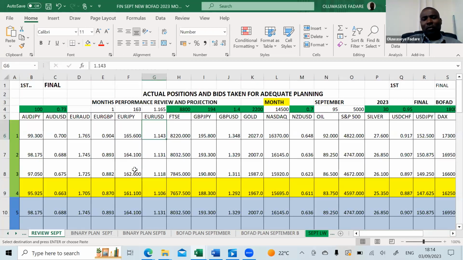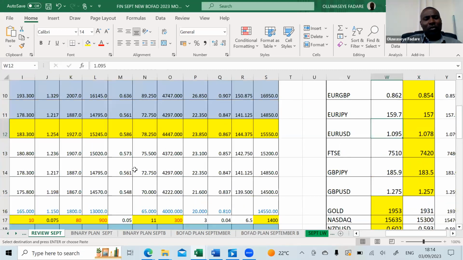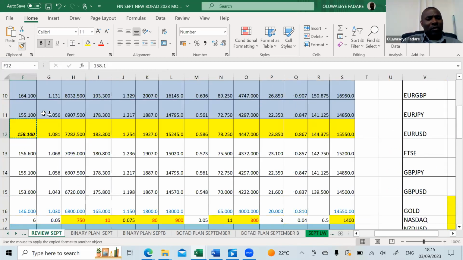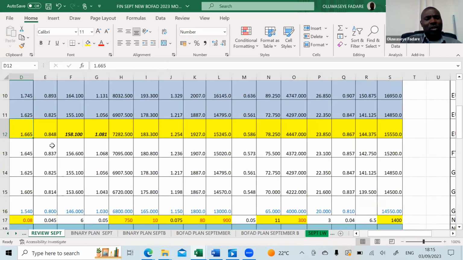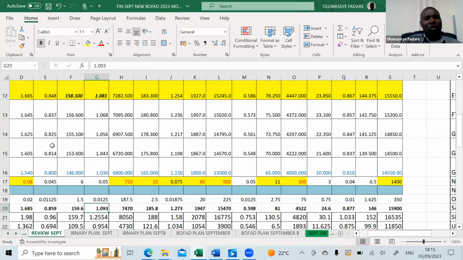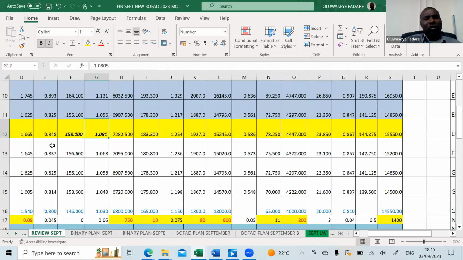Okay, so let's look further again. Euro USD 1.095, 1.078. So that again, you can see here, 1.081 is at 1.076. So what's the current price now? Our current price is 1.079. So which means it's still below, just as we said. So if the market should go above 1.081 and goes further to 1.03, it's not coming down again, it's going all the way up for the rest of the month. So that's one of the things that we need to take note of.